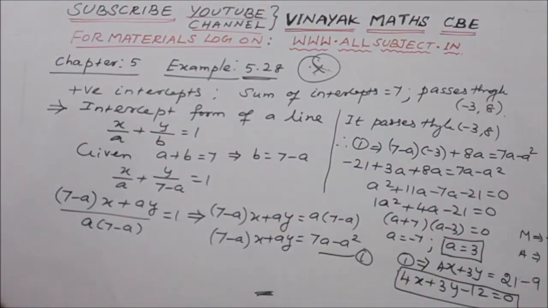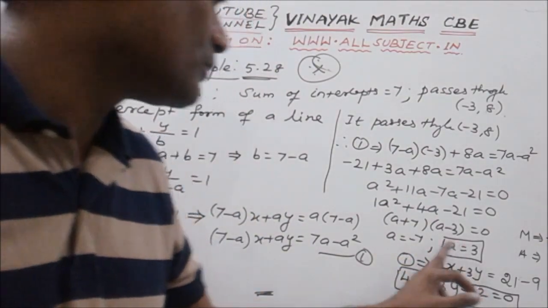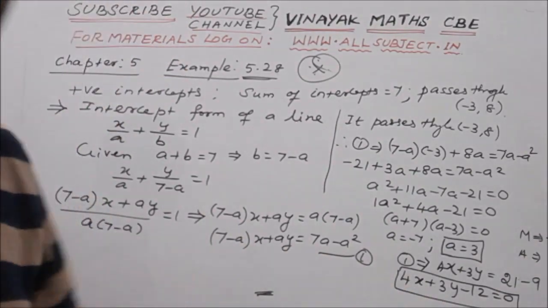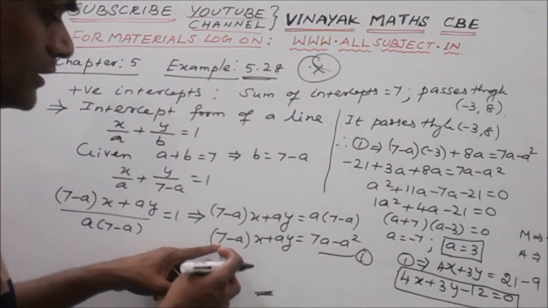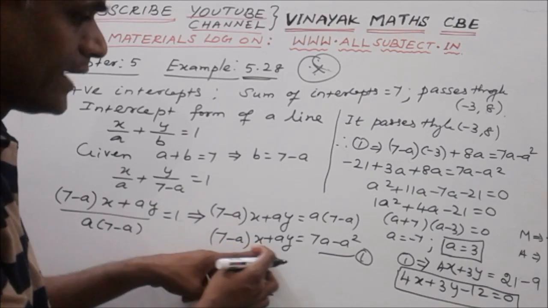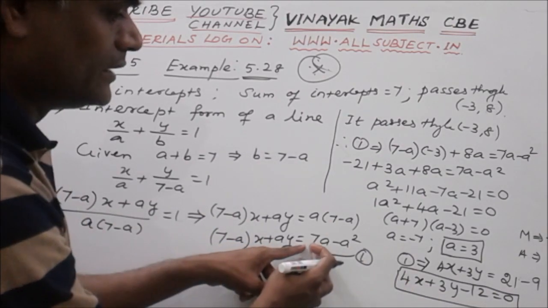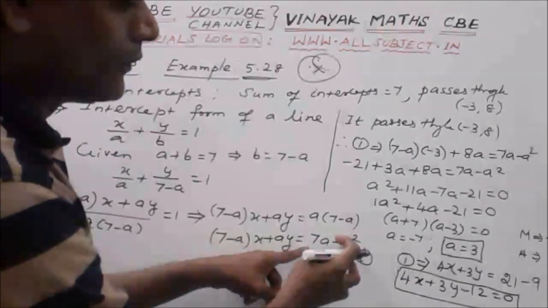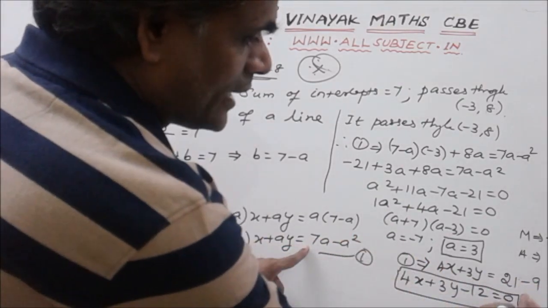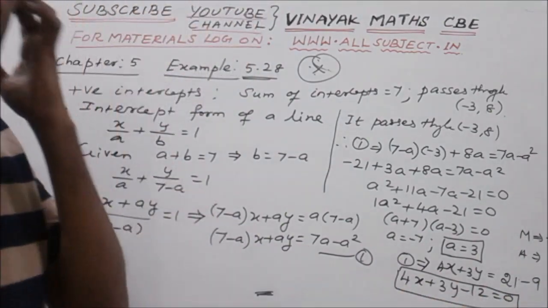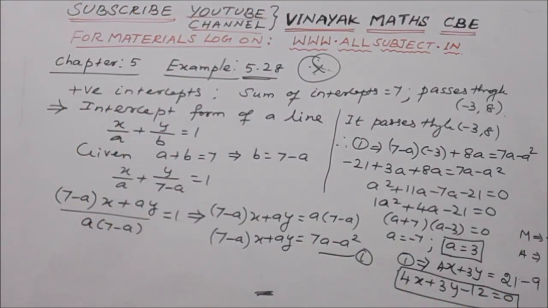Look here, after finding the positive intercept, substitute that a equal to 3 in this equation, you can directly get the equation of the required line. Substituting a equal to 3, 7 minus 3, 4x, and a equal to 3, 3y, and then here 7 into 3, 21, minus a square 9, 21 minus 9 is 12, taken left side, 4x plus 3y minus 12 equal to 0.